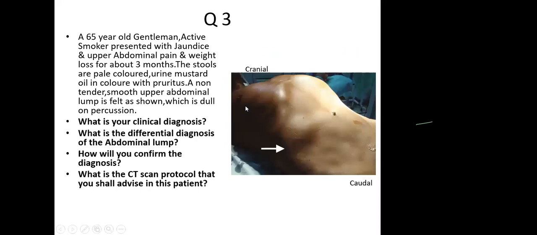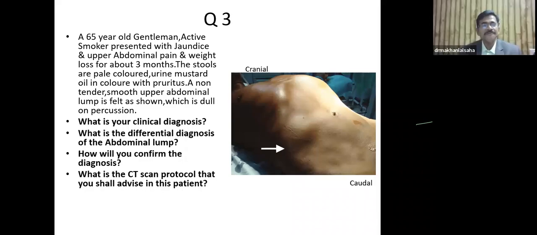Next, we have Dr. Bharat joining us. He'll be taking this question. Good morning, sir. Read the scenario. Sir, you are from? I'm from Tamil Nadu, sir. Tamil Nadu. Good. Very good.